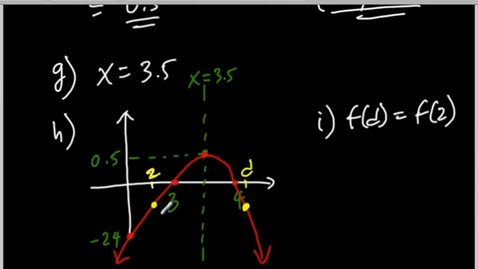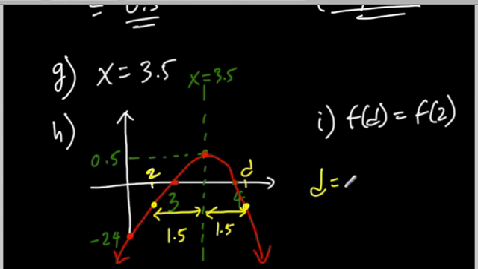So in order to find that, we have to find the distance to the axis of symmetry, because the corresponding symmetrical point will be the exact same distance from the axis of symmetry. So what's the distance between 2 and 3.5, which is 1.5? And so the same distance to the other side will also be 1.5.